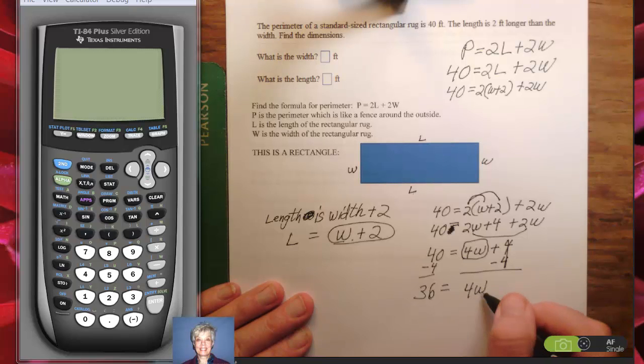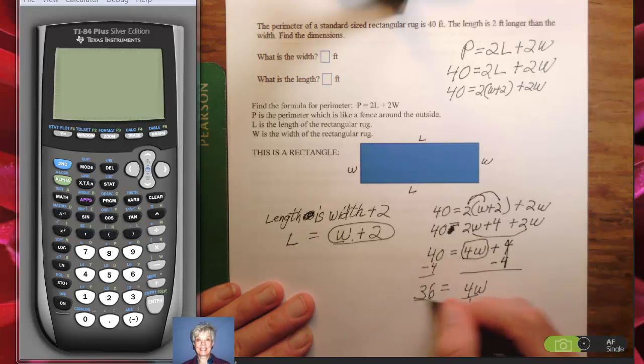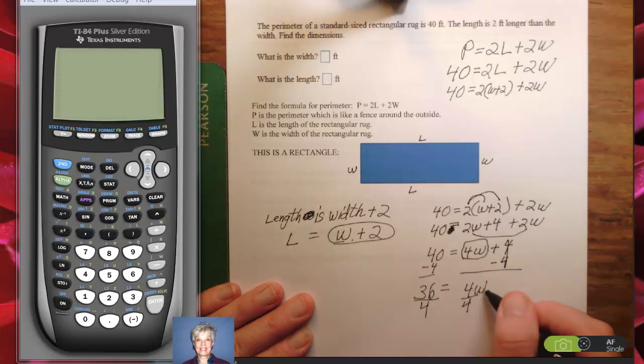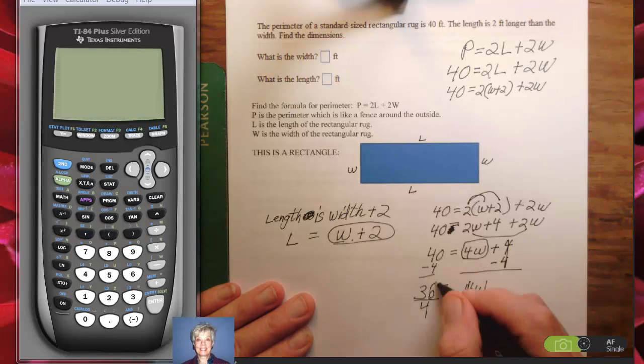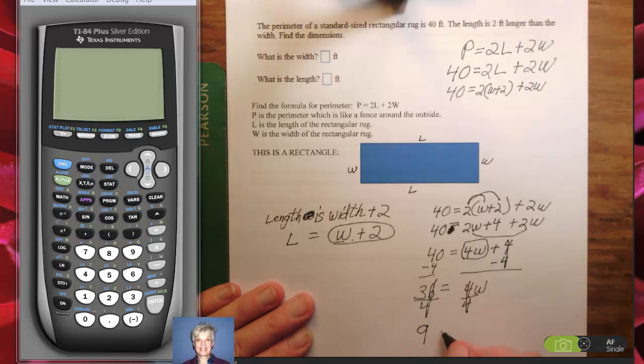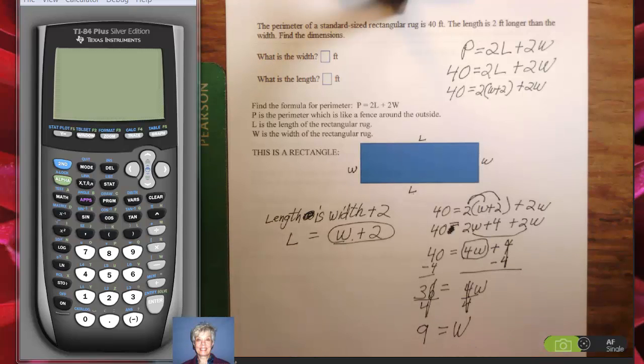To get W by itself, since 4 is being multiplied by W, I am going to divide by 4, by the number in front of the W. Later you'll find out that number is called the coefficient. 36 divided by 4 is 9. Now, how would you find that out if you didn't know that 36 divided by 4 is 9? Simple. Go to your calculator.